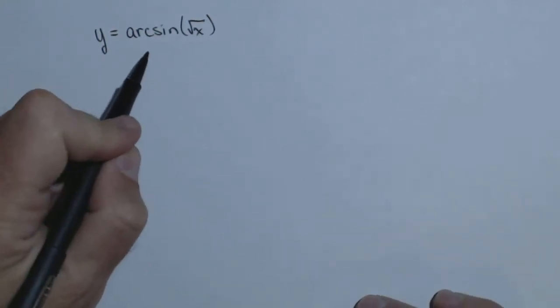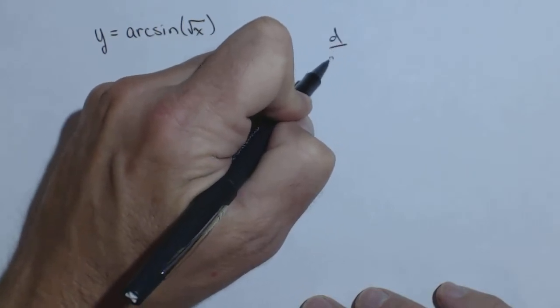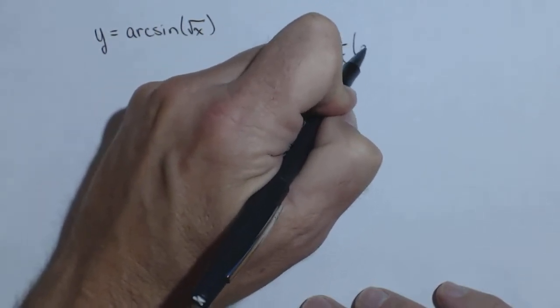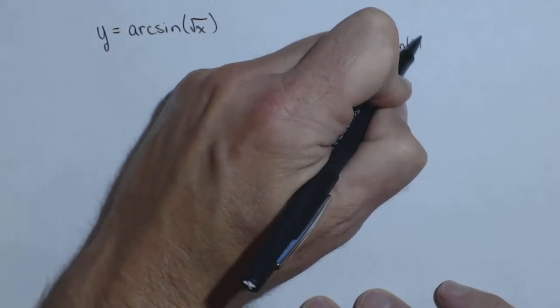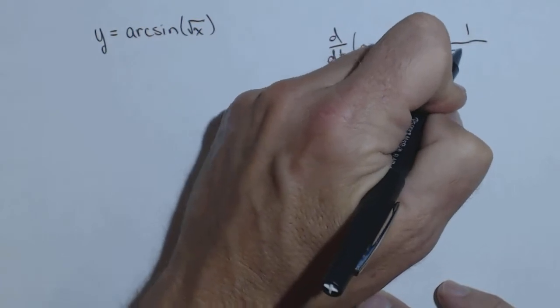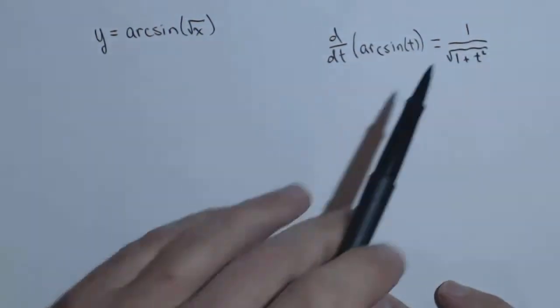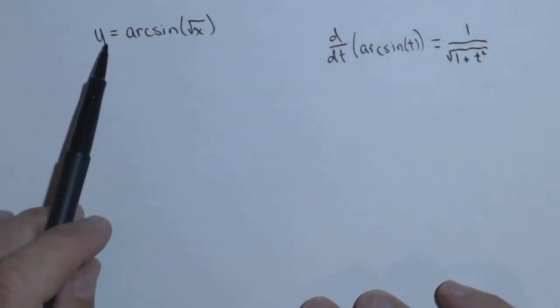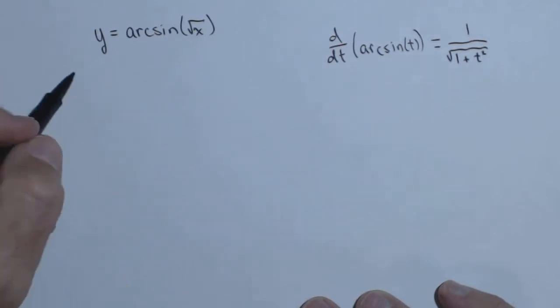So we're going to find the derivative of arcsine of square root of x. As a reminder, in general, the derivative of arcsine, so I'll do it with a t over here, is 1 over square root of 1 plus t squared. So we're going to apply that rule here to this one, except now we're dealing with square root of x. So that makes this a chain rule.